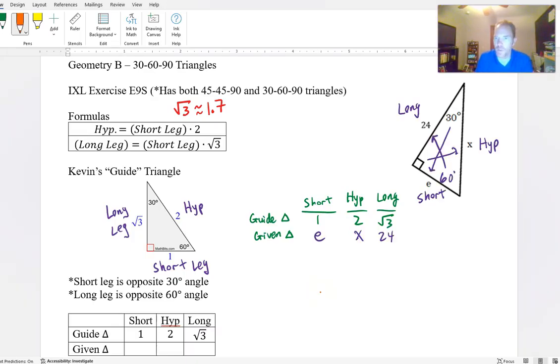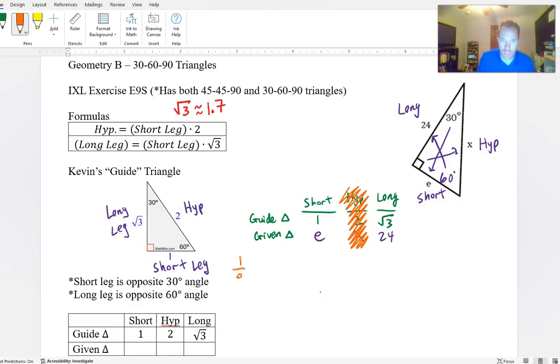Okay, so we got that 60-degree angle that we can figure out. That wasn't given, but we know that's going to be 60. So I've got my hypotenuse, my short leg, my long leg labeled. Got those variables and the 24 in the table, and so I'll start with E. I'll ignore X and I'll start with E.